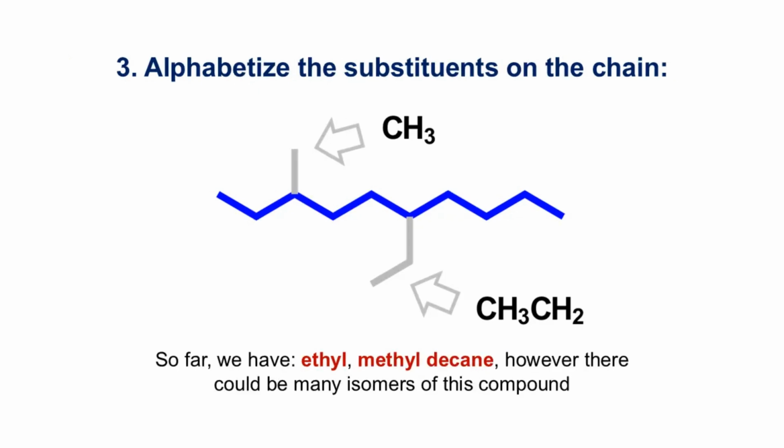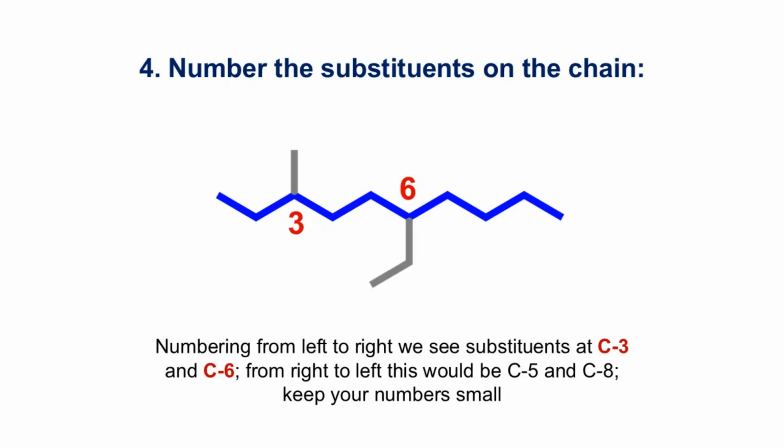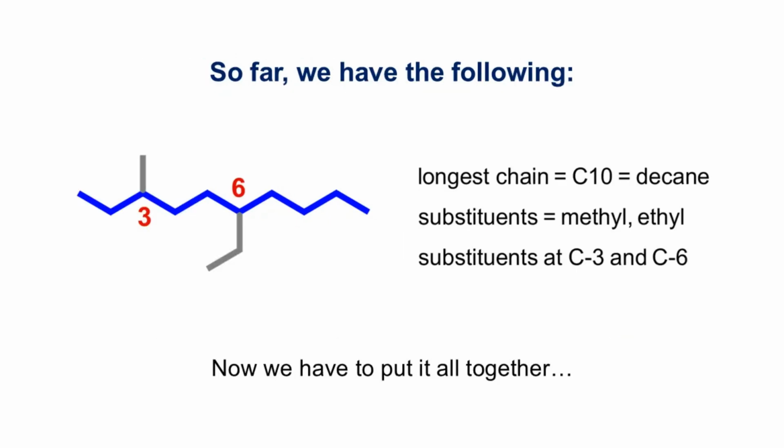Thirdly, we alphabetize the substituents, so ethyl comes before methyl. However, those groups could be in a variety of different places on the chain, so we must go further. We must give the substituent numbers to tell the reader where the groups are located on the parent chain. This could involve numbering from any direction in order to keep the numbers as small as possible. At this point, we have found the longest chain, identified attached substituents, and given the branches logical numbers.